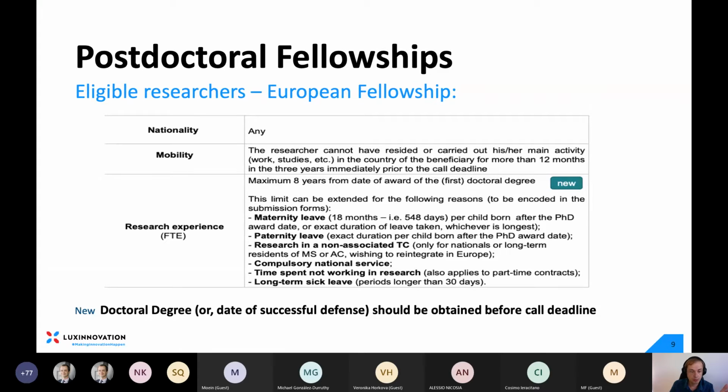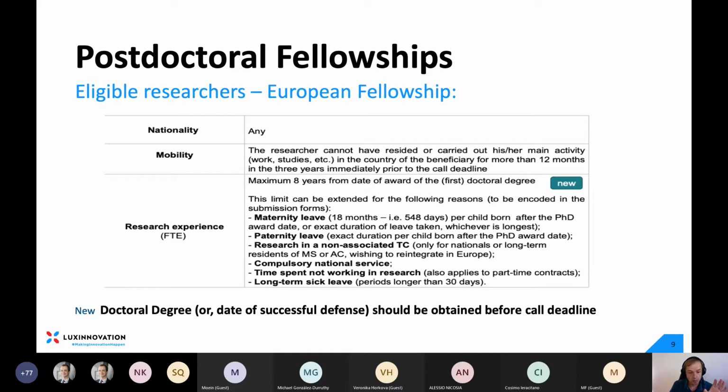Who's eligible for the European fellowships? Nationalities, any. Great, easy. Mobility, that's an important rule. You can read the fine print, but basically in the last 3 years, you cannot have stayed longer in Luxembourg than 12 months. And this is counted from the call deadline. The call deadline is October 12, 2021. So if you came to Luxembourg and started working here or just living here on October 11th, 2020, you will not be eligible. If you came on October 13th, 2020, you will be eligible. You get the idea. But it will be accumulative over the last 3 years, so you can do the calculations.